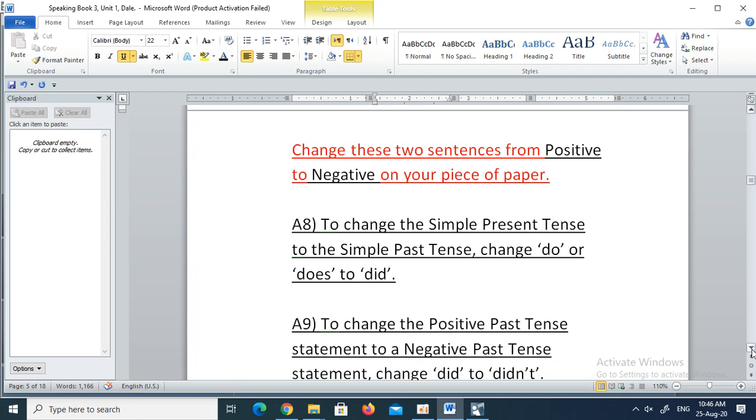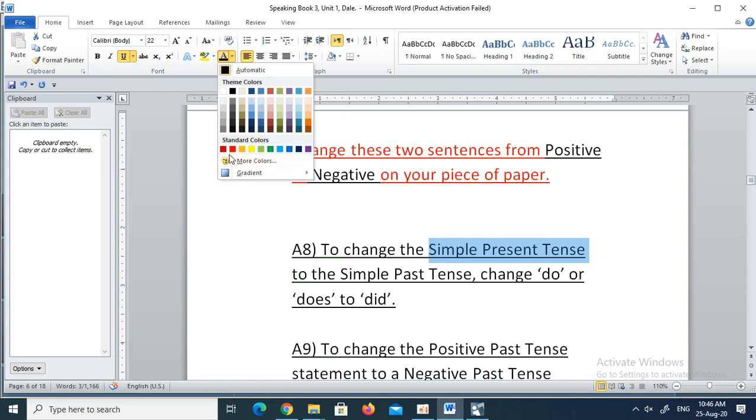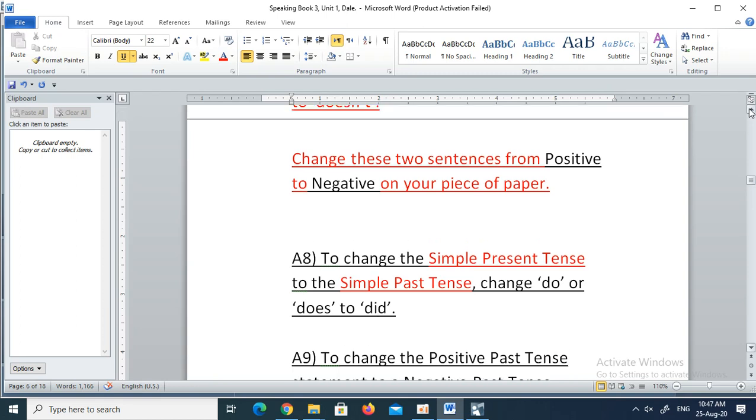Right. Now, to change the sentence from the present tense into the past tense, all we do is we change do or does to did. So let us go back here.